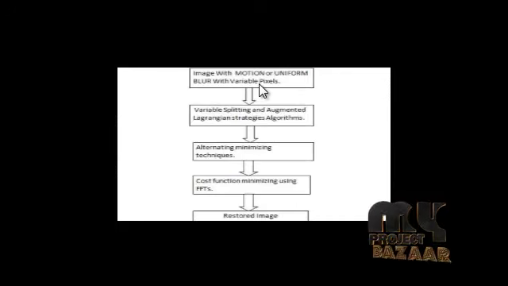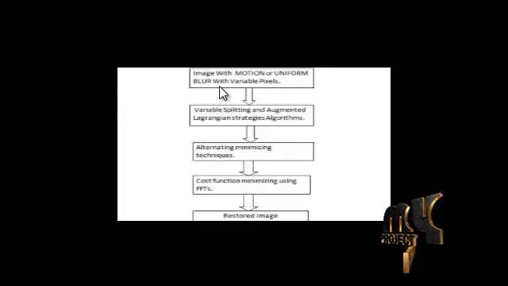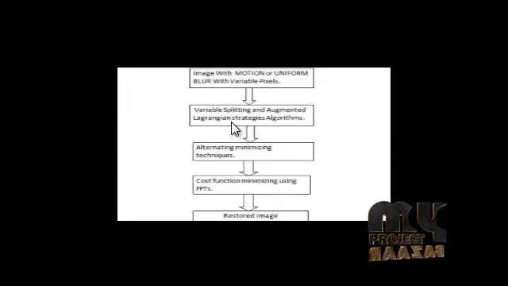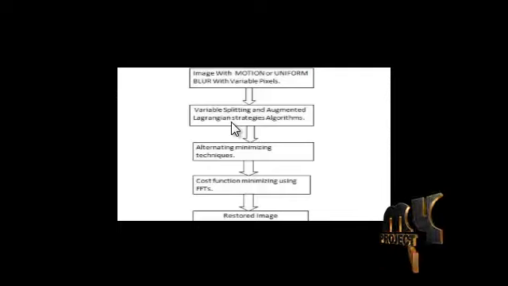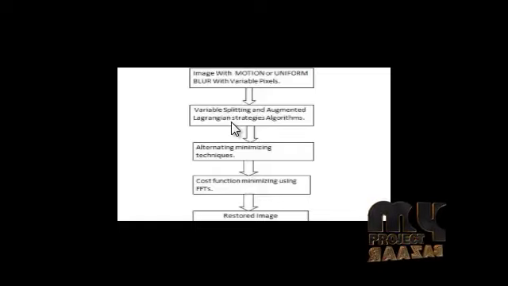This is the flow of our process. First we load our input image with a motion and uniform blur with variable pixels. Then we will apply the variable splitting and augmented Lagrangian strategies algorithm. Variable splitting involves splitting the original problem into smaller tasks by using auxiliary constraint variables. It uses the SALSA and split Bregman algorithms. It converges faster than MFISTA. The proposed algorithm used is ADMM2, ADMM-B2.